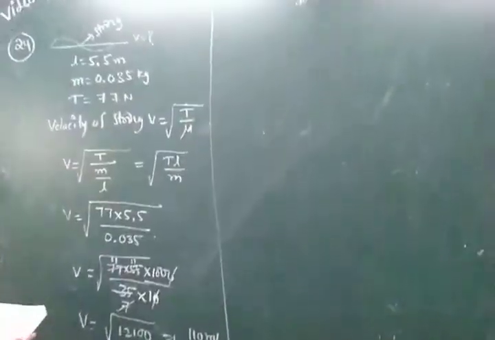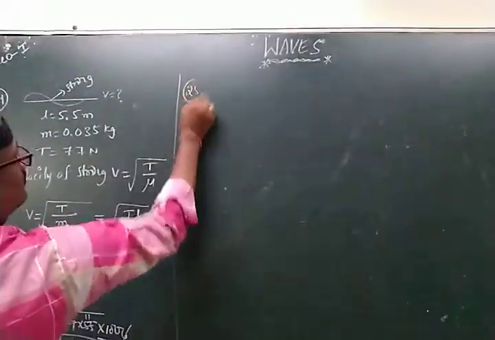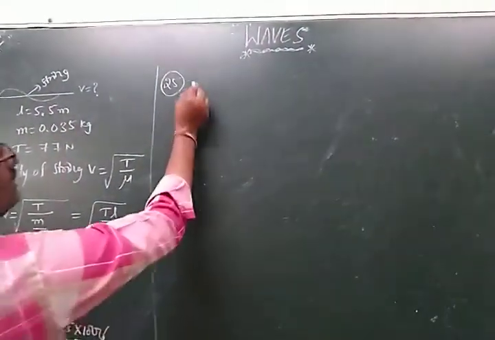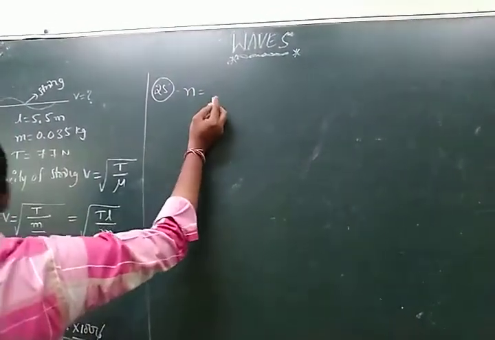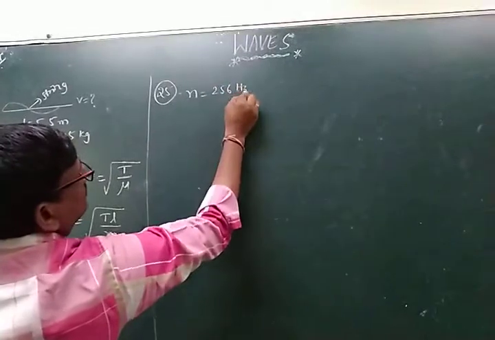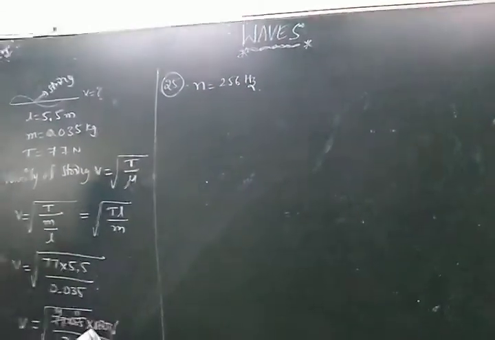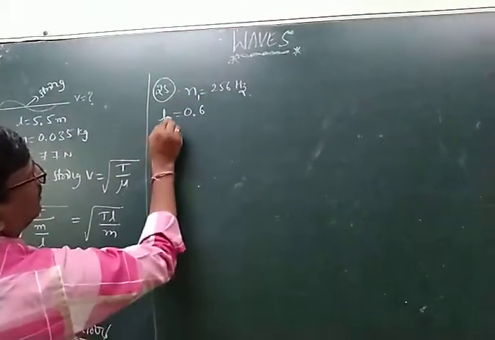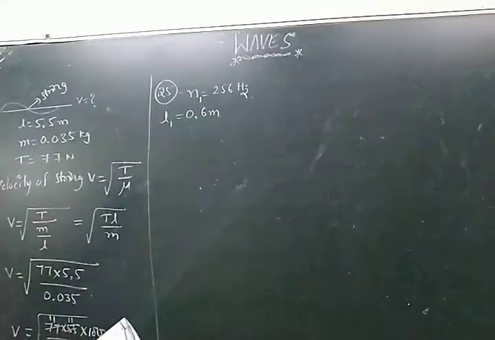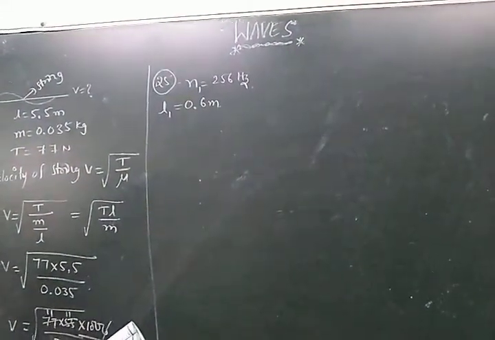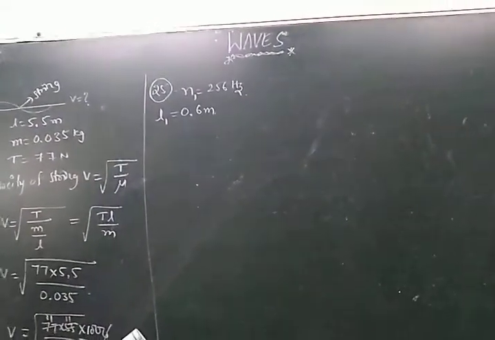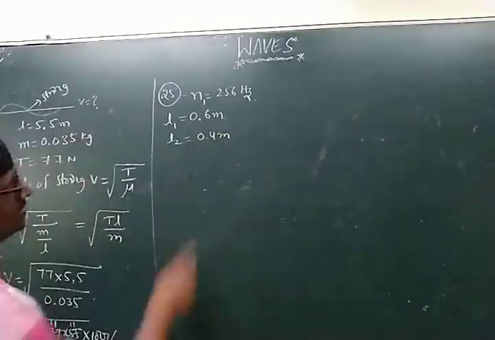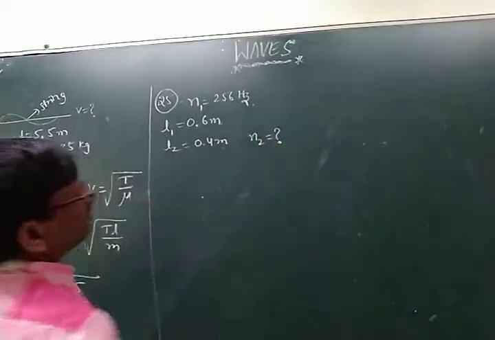So next, question number 25. The length of a sonometer wire is tuned to a frequency. The frequency of the sonometer wire is given as 256 hertz, at 0.6 meter of length. See, this is L1. Calculate the frequency of the tuning fork when the vibrating wire is tuned at a length of 0.4 meters, L2. Then find out its frequency N2.